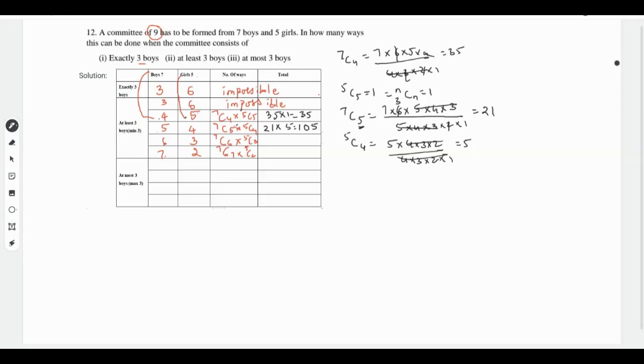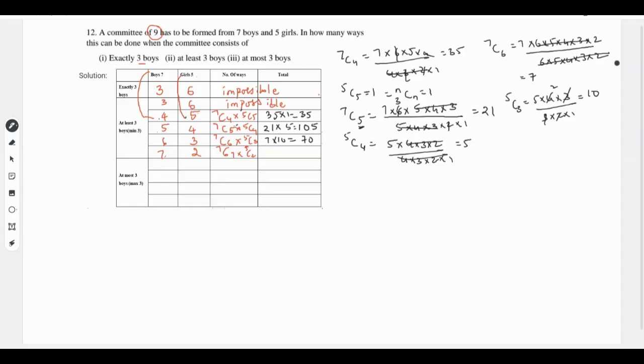Then we can go for the next one. It is 7C6. 7C6 is 7 into 6 into 5 into 4 into 3 into 2 divided by 6 factorial, 6 into 5 into 4 into 3 into 2. So this will get cancelled, we get the value as 7. Then it is 5C3, which is 5 into 4 into 3 divided by 3 into 2 into 1. The 3 and 3 cancel, 2 1s are 2, 2 fives are 10. So it will be 7 into 10, which is 70.